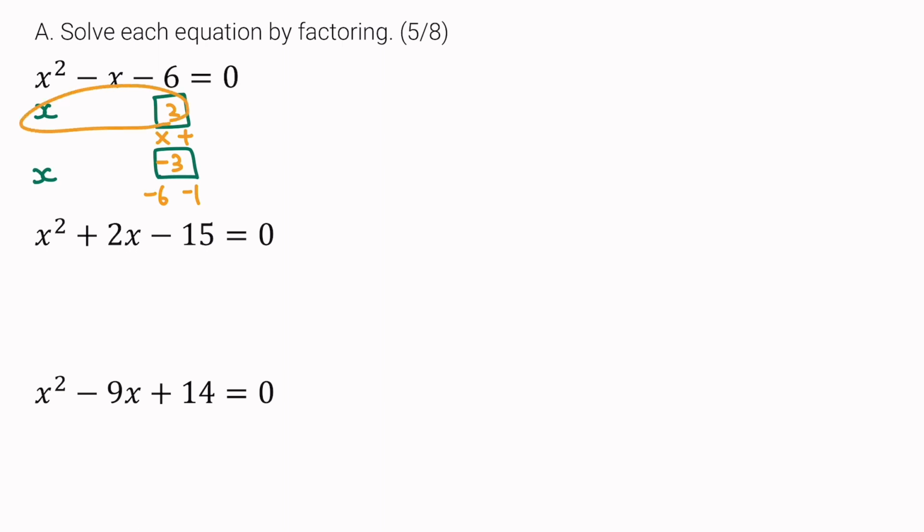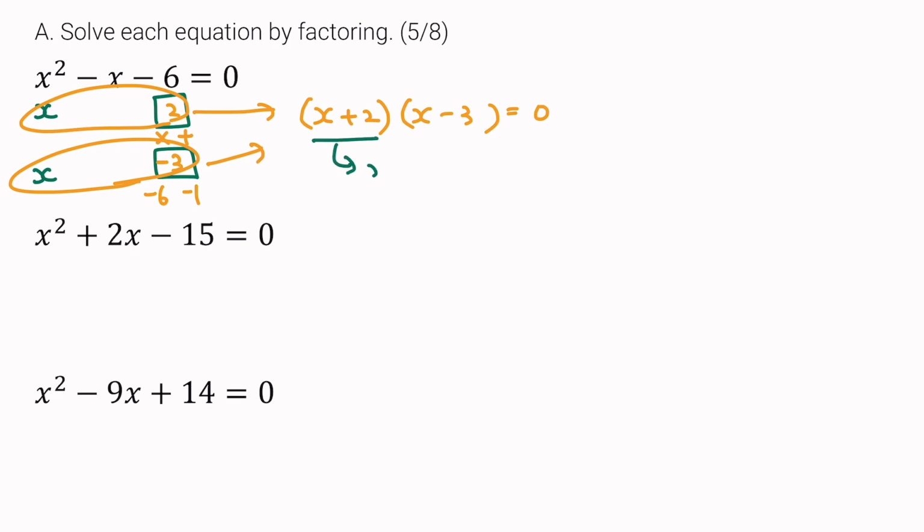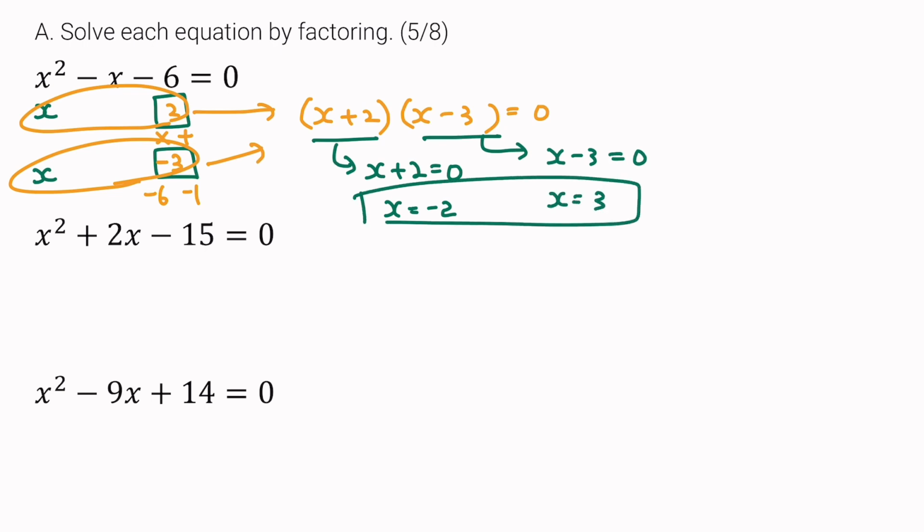Alright, so the first binomial will be x plus 2. Second binomial, x minus 3. And when multiplied together, they give me 0, meaning it's either x plus 2 is 0 or x minus 3 is 0. So our x is either -2 or +3.